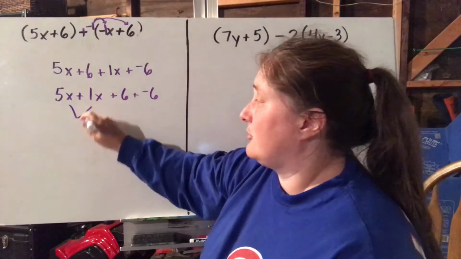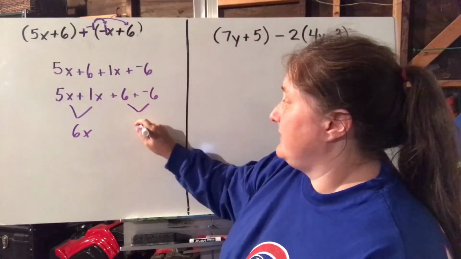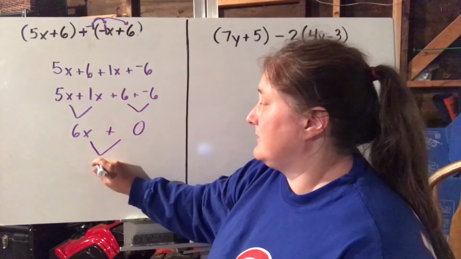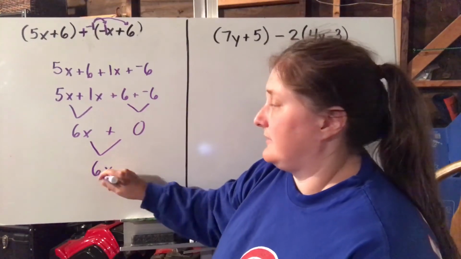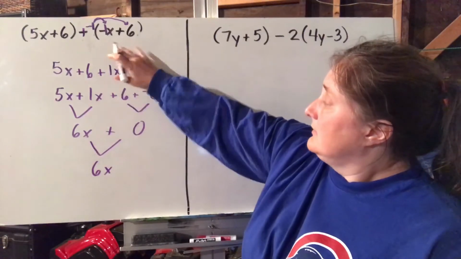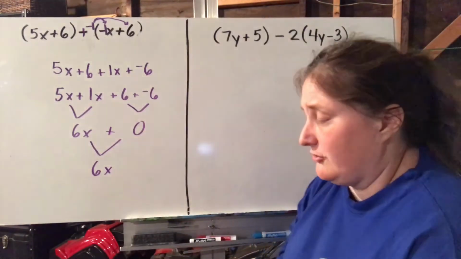So my x terms combine to 6x. My 6 and negative 6 together is 0. And 6x plus 0 gives me a final answer of 6x. So the difference of these two quantities is 6x. So let's try another one.